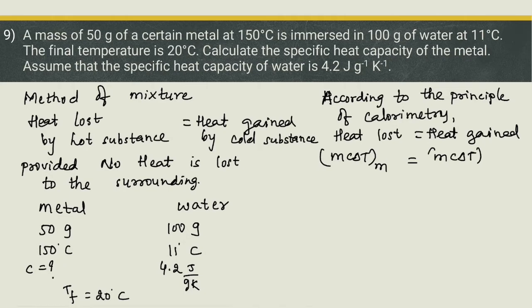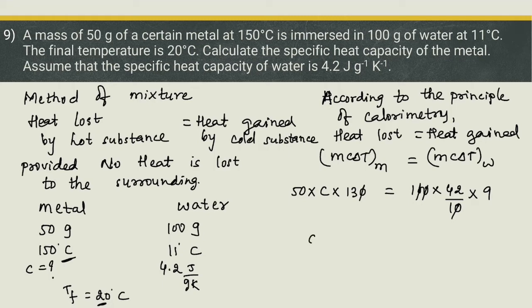Who gains the heat energy? Water gains the heat energy. Mass of metal 50 gram. Specific heat capacity we want to find out. Delta T for metal 150 minus 20, 130, is equal to mass of water 100 gram, specific heat capacity 4.2, that is 42 upon 10, into delta T, 11 to 20, 9. 10 and 10 here also get cancelled.